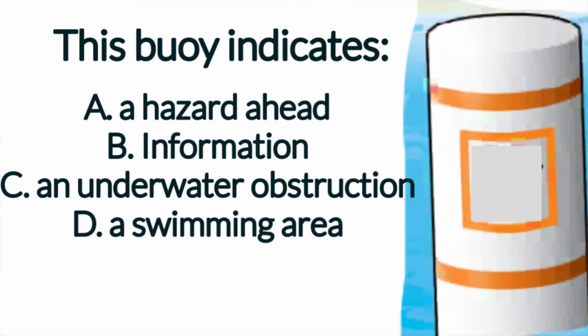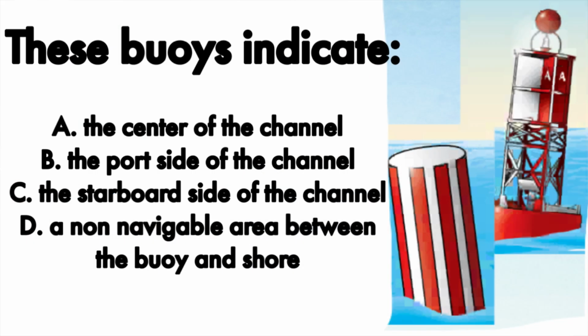This buoy indicates A, a hazard ahead, B, information, C, an underwater obstruction, or D, a swimming area. When you see this type of buoy that's got a square in it, that square will have some kind of information. That information could be anything from, hey, the marina is 2 miles ahead, to if you want to go to this town, go right. If you want to go to this town, go left. It's an informational buoy, so there will be some type of information in that square. All right, the next question.